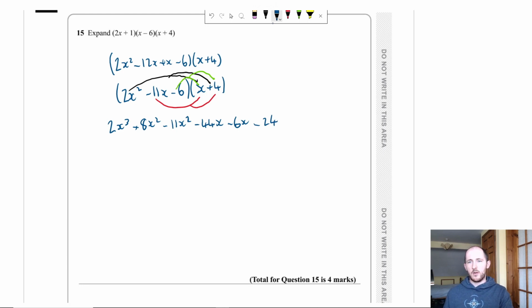Now we need to simplify. Although this question doesn't actually specify simplify, you'd probably be within your rights to not simplify it, but just in case in the actual exam they ask you to simplify, which 99% of the time they will, we have 2x cubed, right? And I like to put a light cross over the ones that I've done. Then we have 8x squared minus 11x squared, so that'd be minus 3x squared. So we've done those two. Then we have minus 44x minus 6x, that's minus 50x. And then just minus 24 in the end.